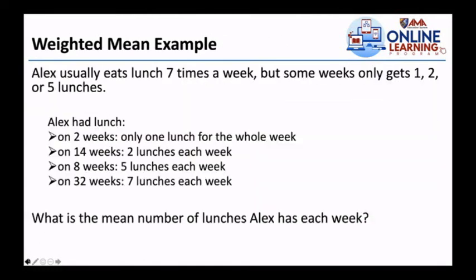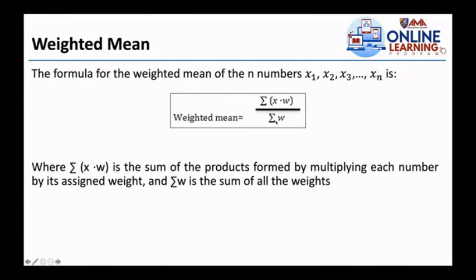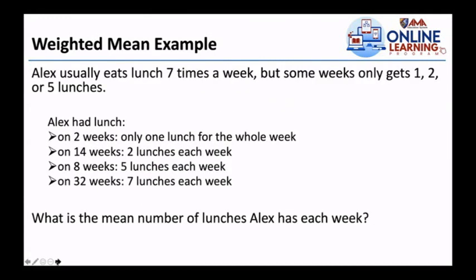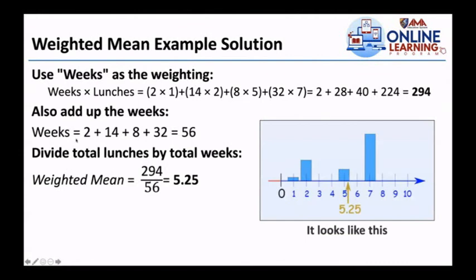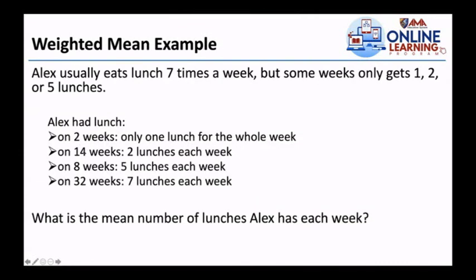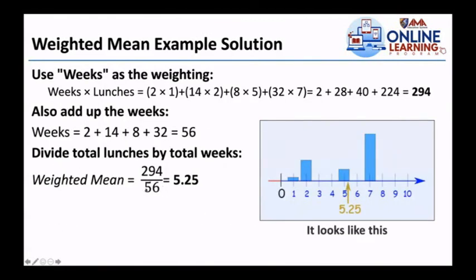If you go back to the formula, the denominator is the summation of W. So you will add the number of weeks. That's the meaning of summation. So add all of this. Where did you get this? From the problem, remember? 2, 14, 8, 32. Add all of them, then you get the summation, and that will be your denominator here.